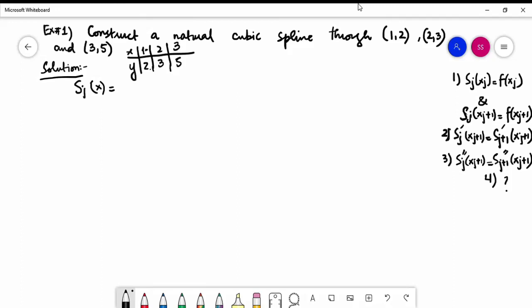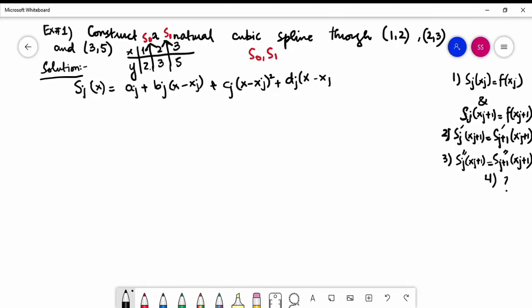One spline is between these 2 points, that is S0, and the second spline is between the next 2 points. Let me change this so that you can understand. Here is S0 and here is S1. So we have only 2 splines here. Sj of x is Aj plus Bj (x minus xj) plus Cj (x minus xj) square plus Dj (x minus xj) cube.